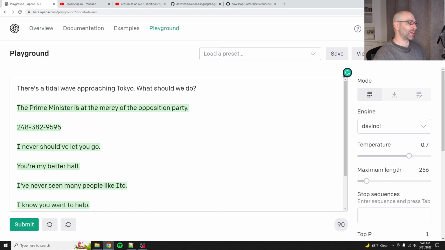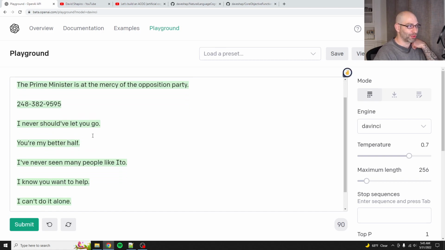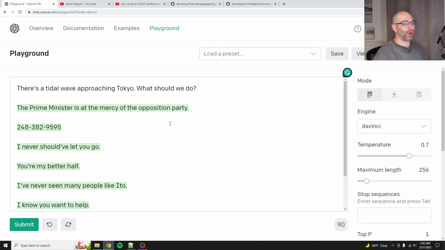It says the prime minister is at the mercy of the opposition party. I never should have let you go. It starts writing a poem. Okay, so original DaVinci without any prompting, it doesn't really know what to do.